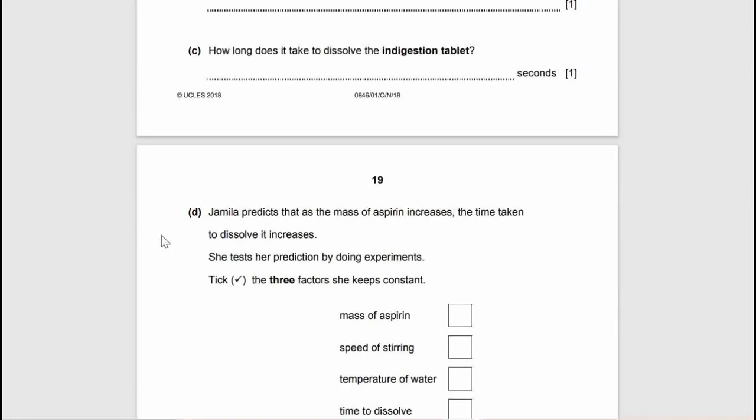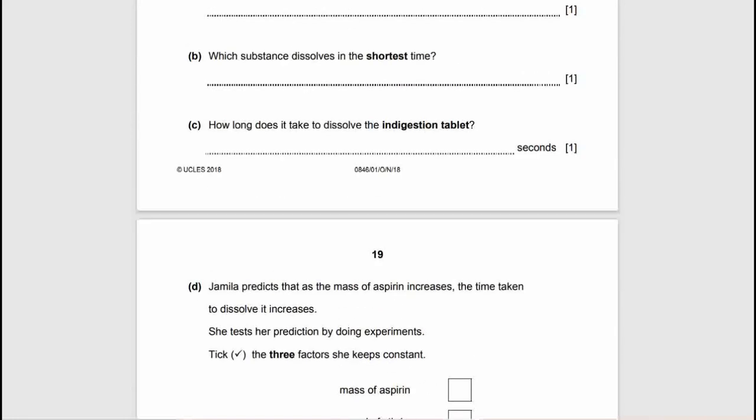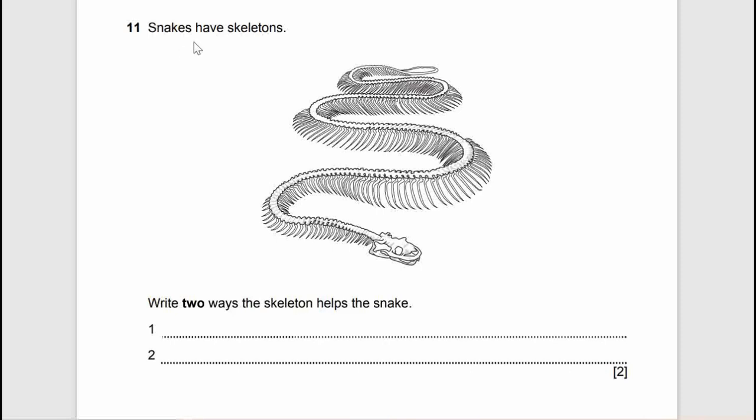So let's get started from question number 11. It says in here, snakes have a skeleton. Write 2 ways the skeleton helps the snake. The same as our skeleton, the skeleton helps in support and also protects our body. So the first one is skeleton.